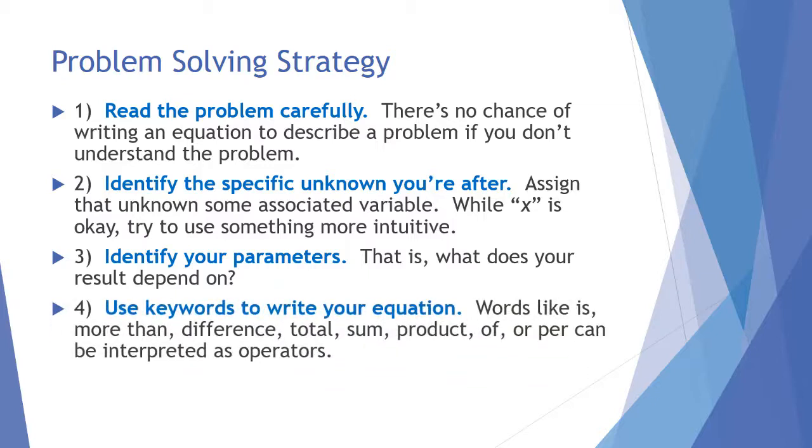Third of all, use the tips that you're given. There's always kind of word clues as to what you're trying to do. So things like difference, which means subtraction, total, which means addition, sum, addition, product means multiply, and then even casual words that you come across like of or per. Per, for example, almost always means division. And so when you pick up on those things, they can often be real useful for writing your equation.